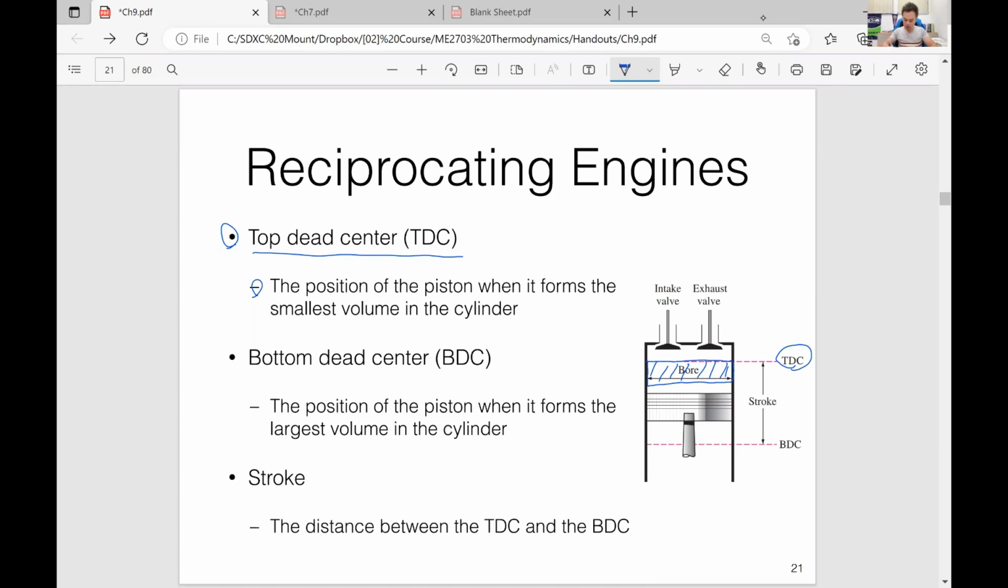On the other hand, when the piston moves to this position, then this position is called BDC, bottom dead center. When the piston is at the bottom dead center, the cylinder's volume is the largest. Then the distance between TDC and BDC is called stroke. This is stroke. It's the distance between the TDC and BDC.